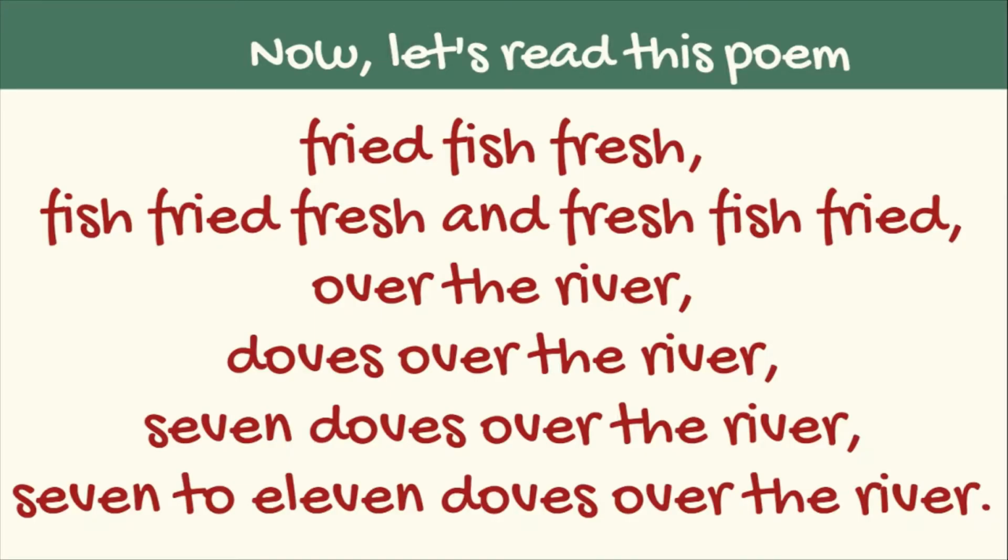Okay, class, let's make a trial to read this poem after learning about the consonant fricatives. Don't forget, we are looking out for f and v. Okay, fried fish fresh, fish fried fresh, and fresh fish fried. Over the river, doves over the river, 7 doves over the river, 7 to 11 doves over the river.